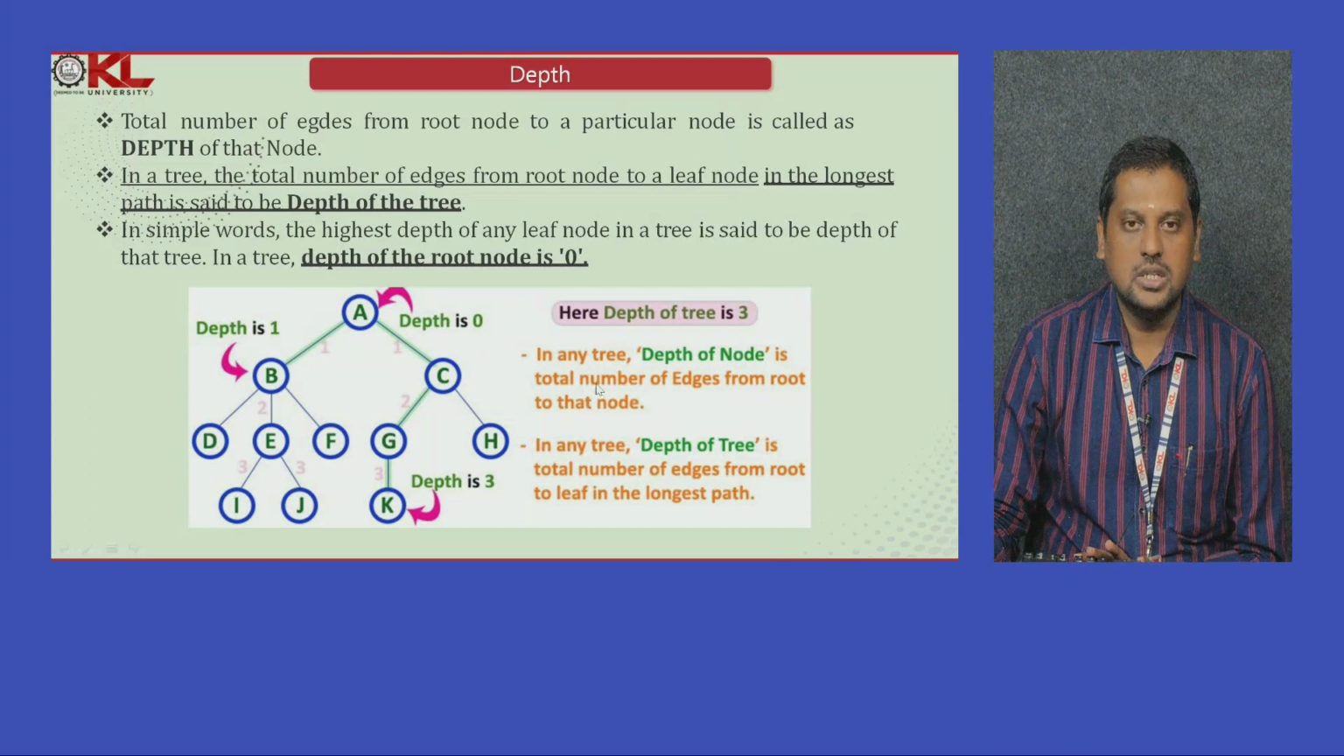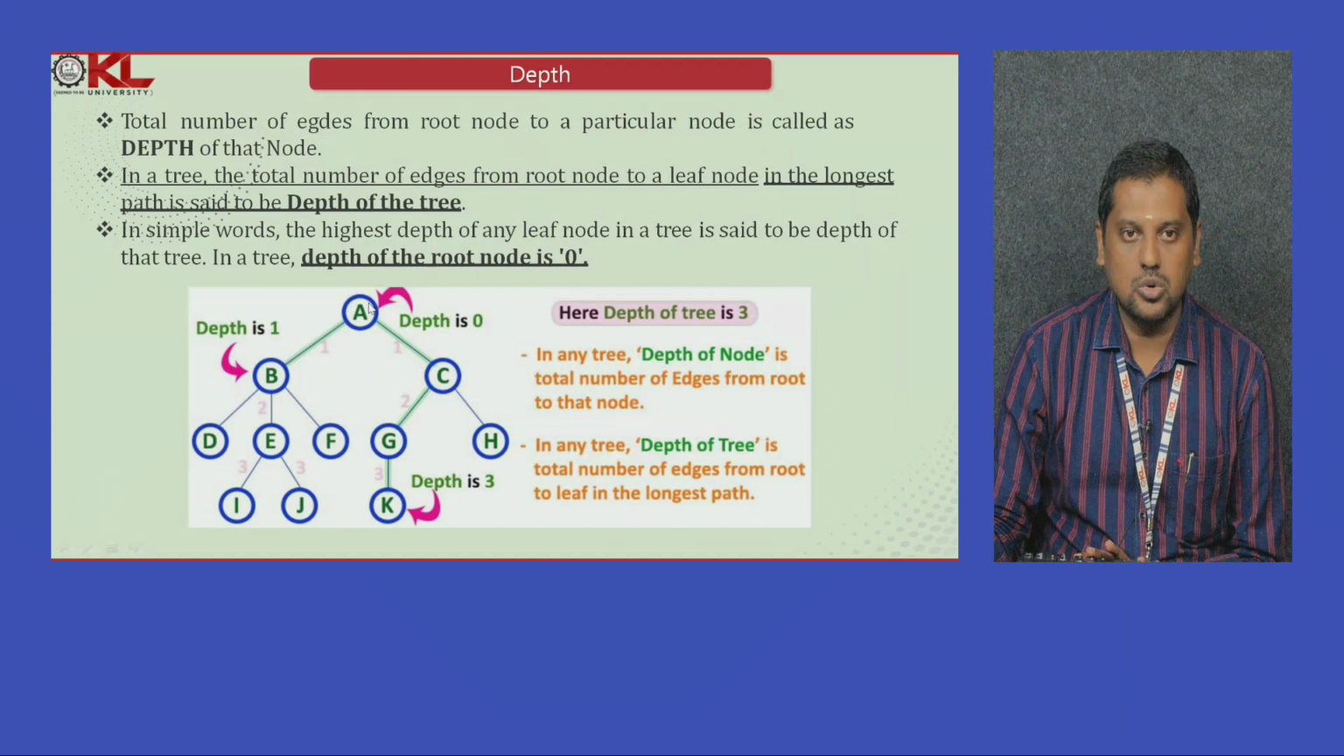That is why, in any tree, the depth of a node is the total number of edges from the root to that particular node. If I need to calculate the depth of node e from the root node, I need to calculate the total number of edges in the longest path. So for e, it is from a to b and b to e. So the total number of edges is 2 here. So the depth is 2.